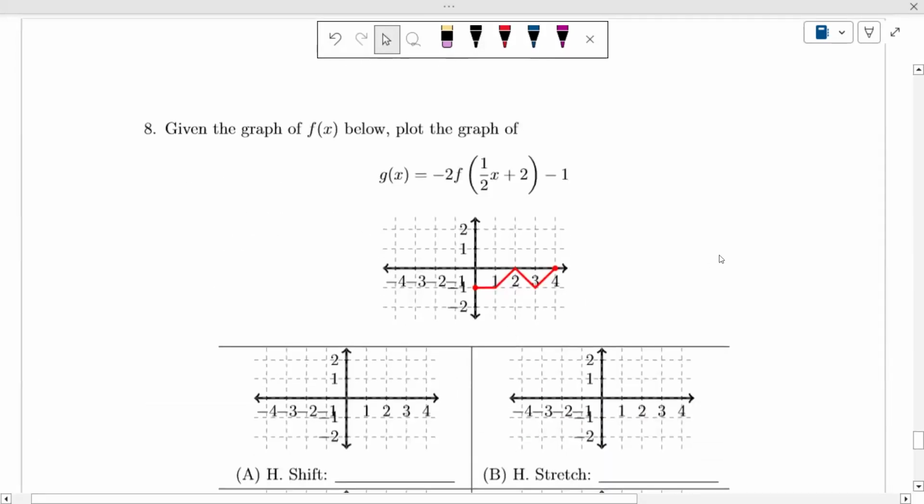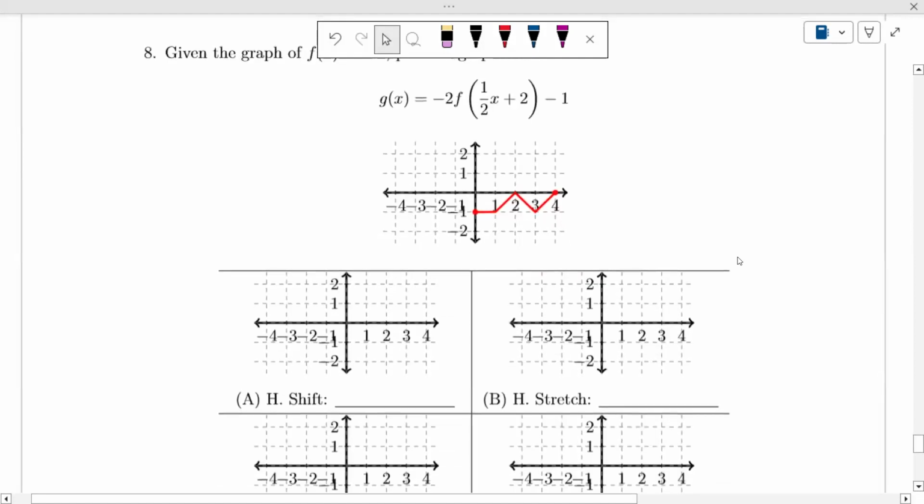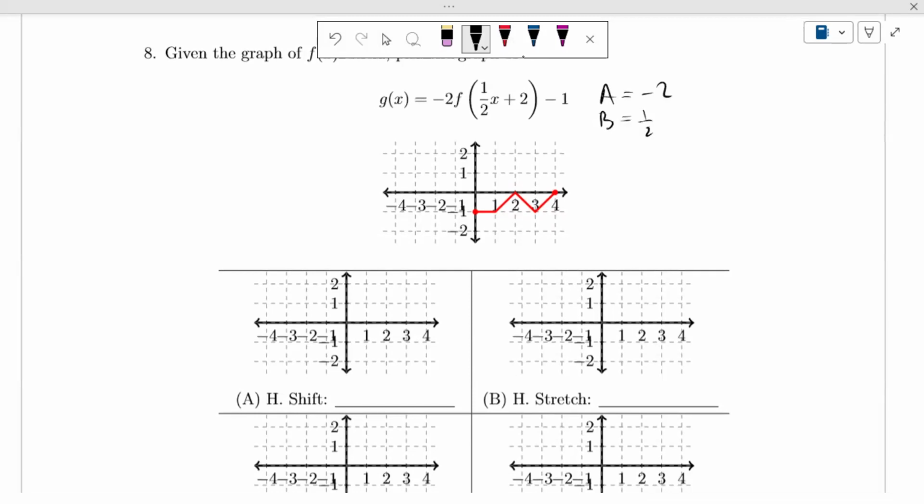All right. So this is the last problem on the exam here, and this is one of those transformation problems. Let's see what we have here. A is equal to negative 2. B is equal to 1/2. C is equal to negative 2. If you see a plus sign on the inside, that means your C is negative. If you have a minus sign on the inside, your C is positive. It's backwards. And then your D is negative 1. So that's our A, B, C, and D there.